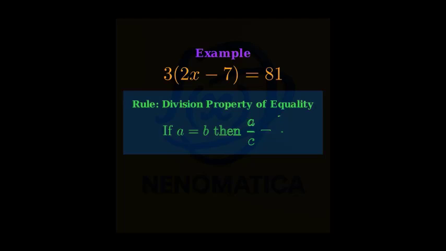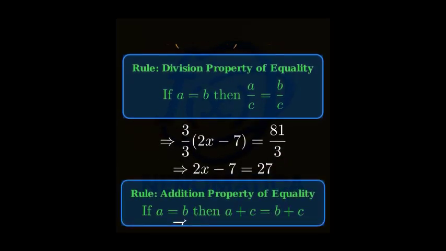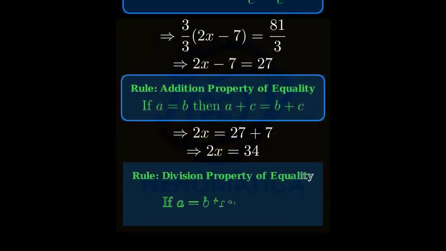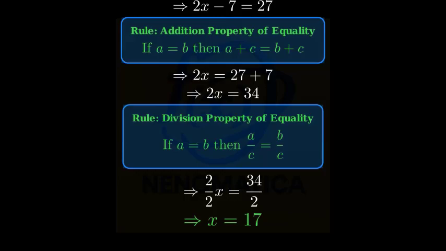Our first step, we'll divide both sides of the equation by 3. This will help us isolate the expression with the variable x. For our second step, we'll keep the term with the variable x on the left side and move the constant to the right side. To do this, we add 7 to both sides. For the final step, we need to isolate x. We'll divide both sides by the coefficient of x, which is 2.